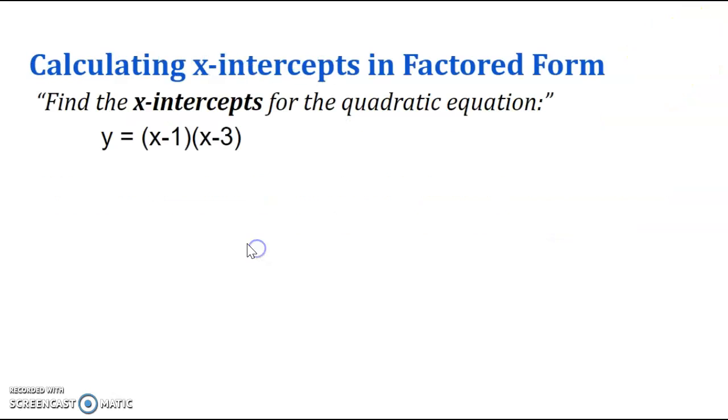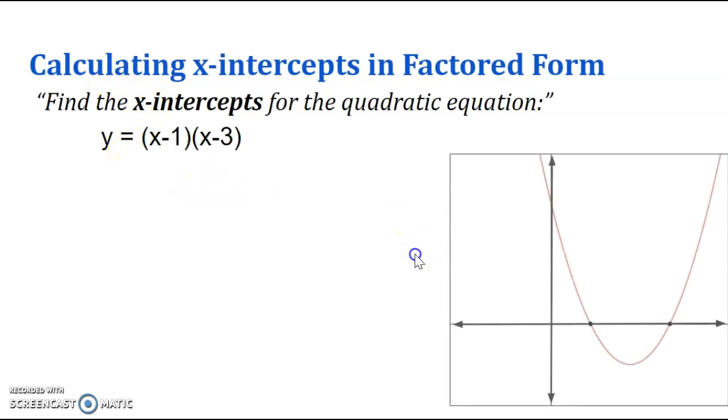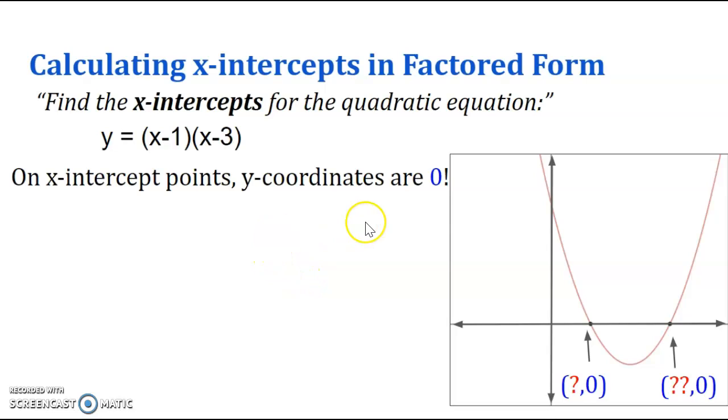We use that fact to find the x-intercept. In factored form, to find the x-intercept, we know that the y-coordinate of an x-intercept is always going to be 0. So we set y to be 0. The equation becomes x minus 1 multiplied by x minus 3 is equal to 0, because that's what's true for all x-intercepts: the y value is 0.